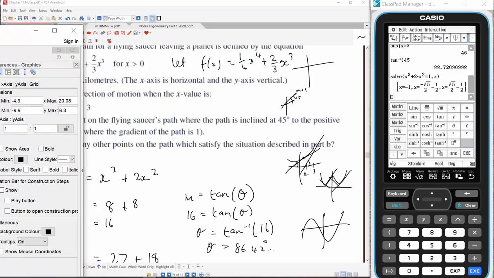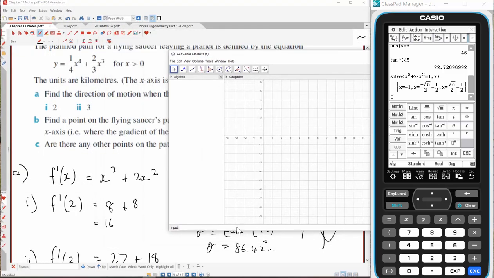So I've got 3 proposed instances where this function has got a gradient of 1. Times x to the power of 4 plus 2 on 3 times x to the power of 3. Let's just make sure my brackets are okay. All right, f dash x. Let's graph the gradient function.